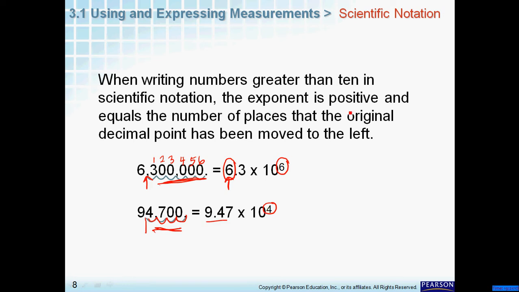Let's do another one. What if I have 0.00000852 and I want to turn that into scientific notation? Well, where's the decimal going to go?